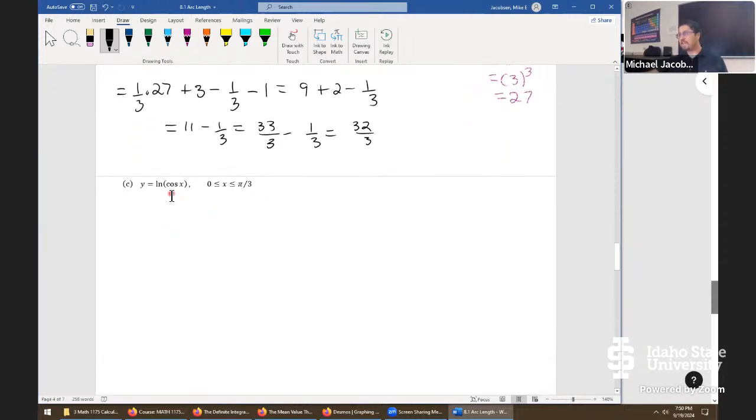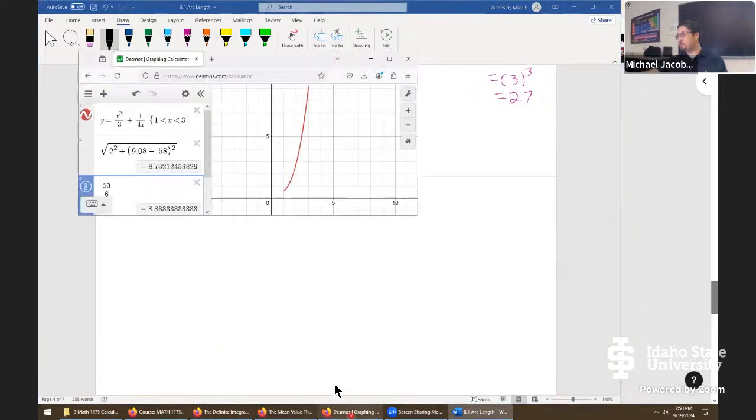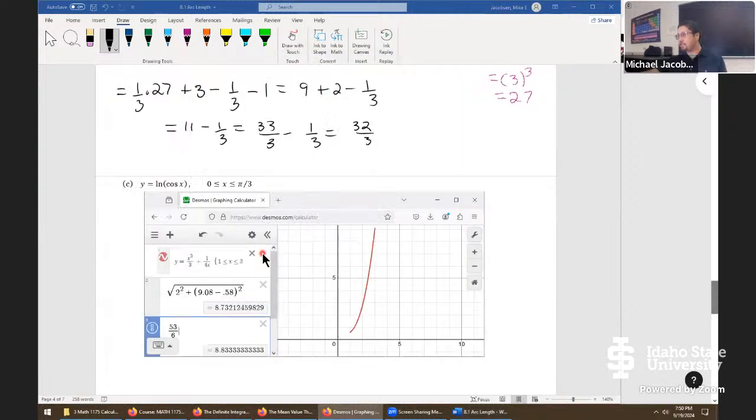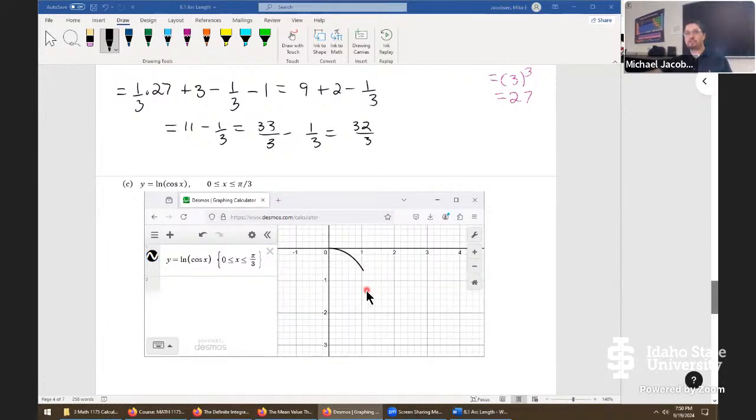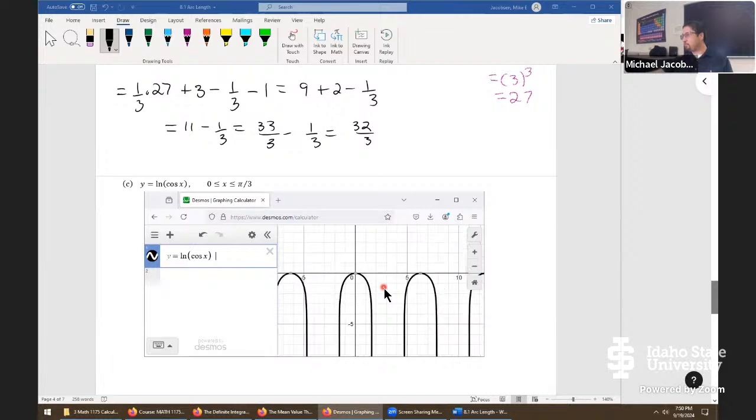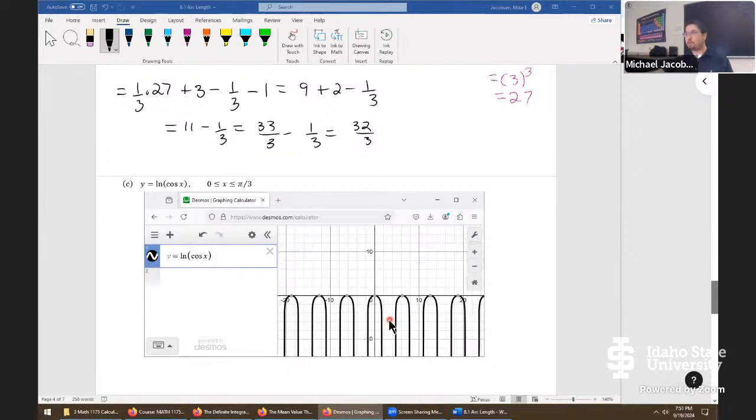So this is a weird one. We're taking the natural logarithm of cosine x from 0 to pi over 3. I'm just curious at this point, let's see what that looks like. I don't think I've actually plotted this one. So y equals natural log cosine x. It's got a cool shape, it looks like. 0 less than or equal to x, less than or equal to pi over 3. Well, it did look cool, but we're just looking at that portion right there. Without the domain, the whole thing looks like a bunch of repeating things with vertical asymptotes. Pretty wild.